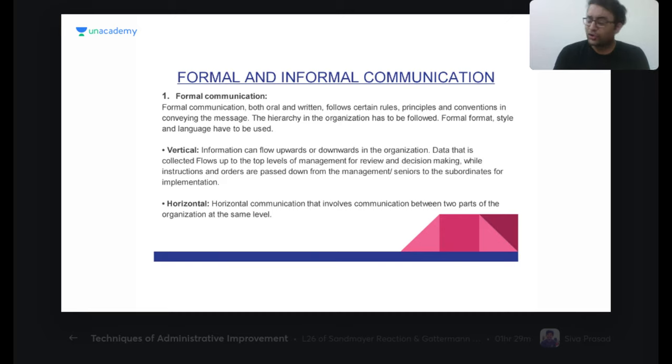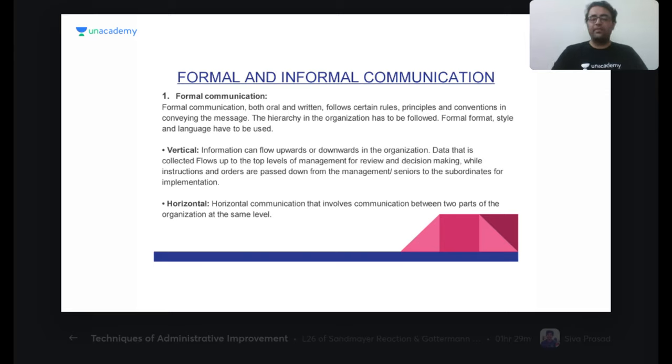Now, what happens in the case where there is horizontal communication? Horizontal communication means sideways. With sideways, people might be your same age or in the same position in a company. In that case, you do not need to be very formal, but you need to see who they are. If they are people in the same team in which you are working, then yes, you can be a little informal.